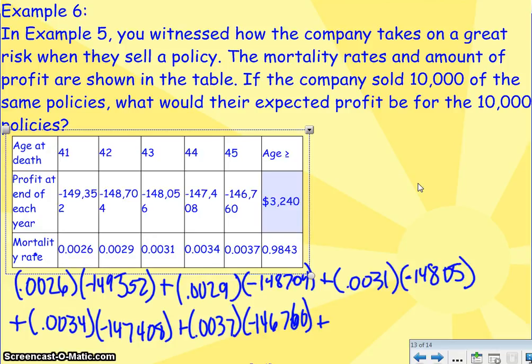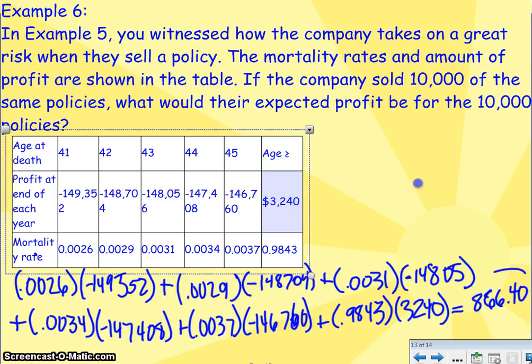So in that last year, we did the 0.0037. So now it's 0.9843, which is the probability after 45, or when the policy is over, times the 3240, which would be the total cost. Now when you multiply all of that together, you end up, believe it or not, with a positive balance of $866.40. I would encourage you to do that in the calculator just to ensure that you're getting the same thing.